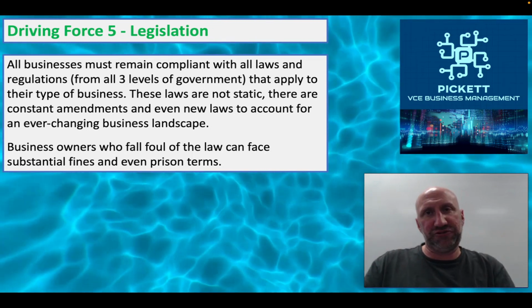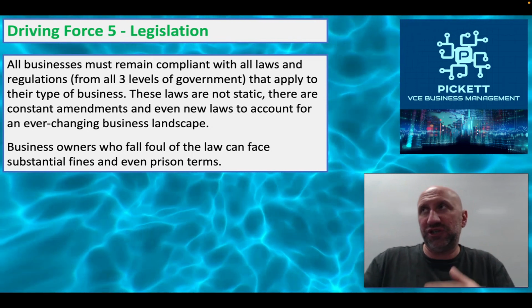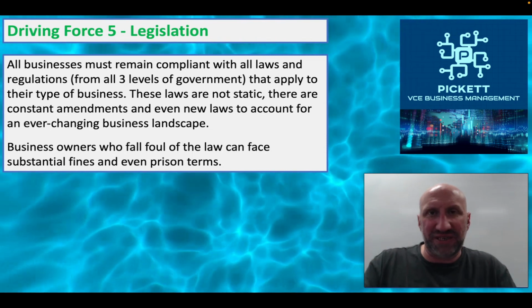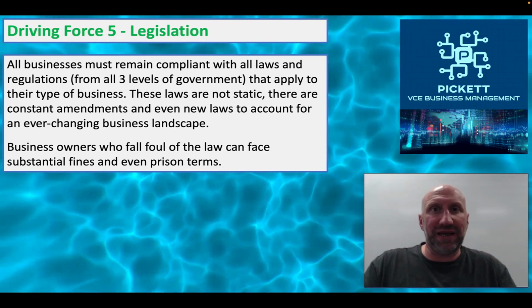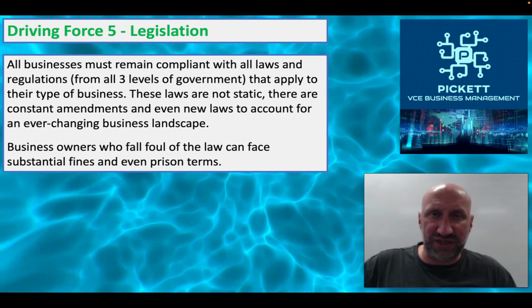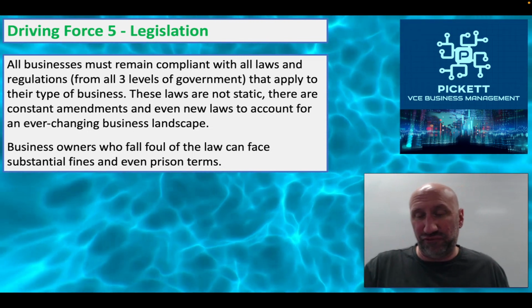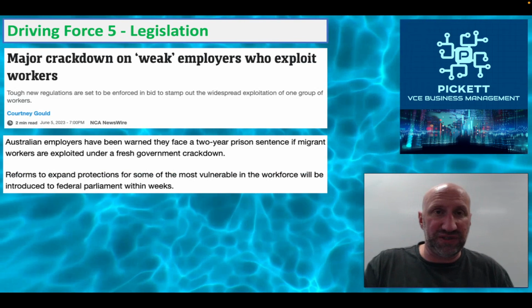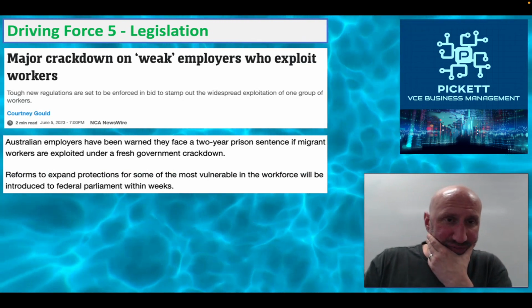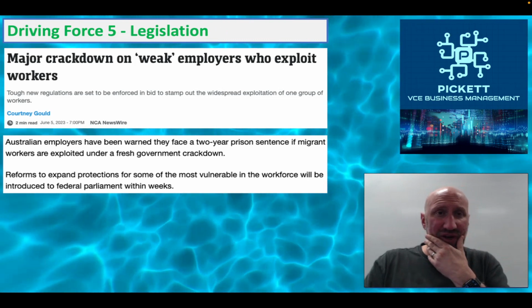There are new laws being introduced to take account of new situations that happen in life, the ever-changing business and general world landscape. Business owners who fall foul of the law can face substantial fines and even prison terms in certain circumstances. So here's an example. This is from June 5th, 2023.